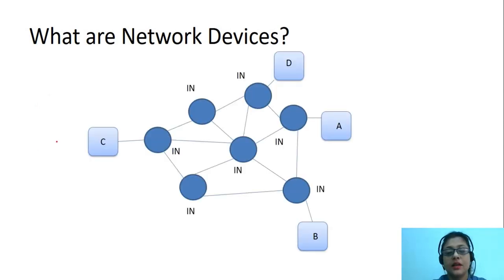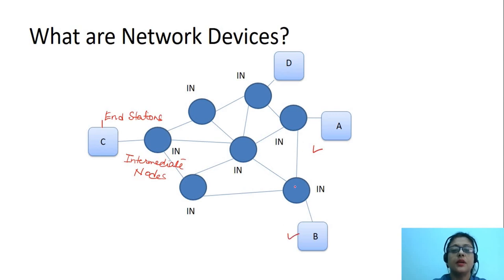You can see here, this is an example of a network having a large number of blue colored nodes, and these nodes are known as the intermediate nodes. These points are known as end stations. So we have here end station A, end station B, end station C, and end station D. These end stations are connected to the various blue colored nodes of the network. Now these nodes are the intermediate nodes. What is the difference between end stations and nodes?